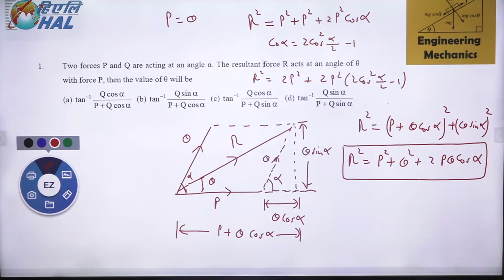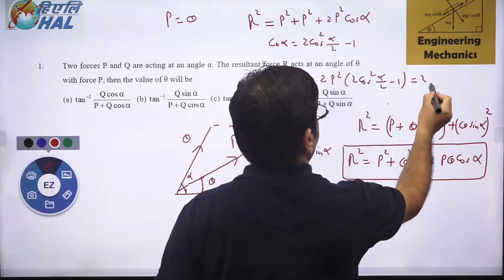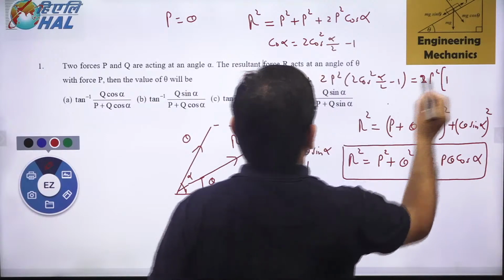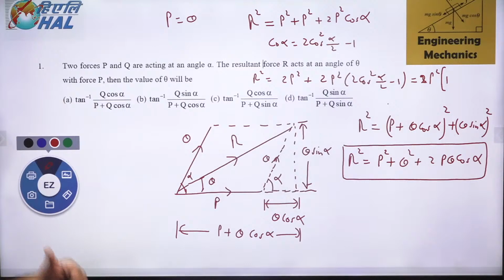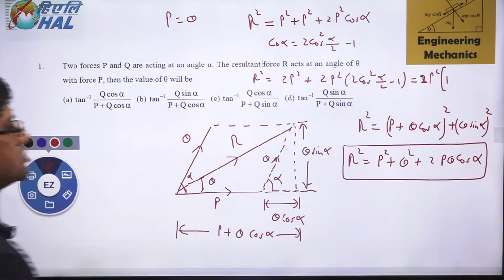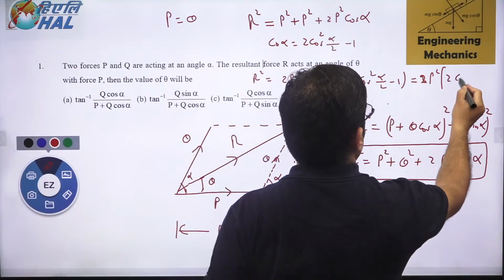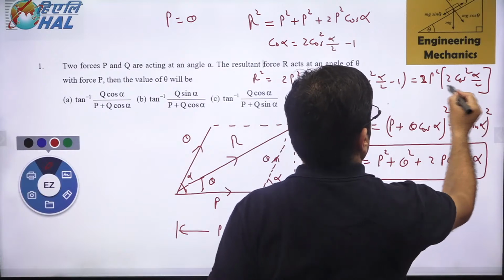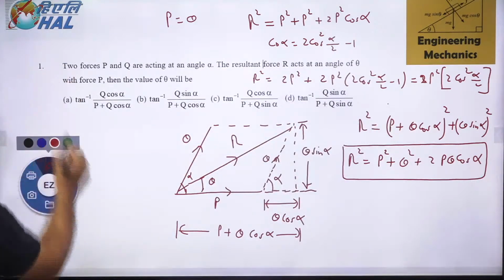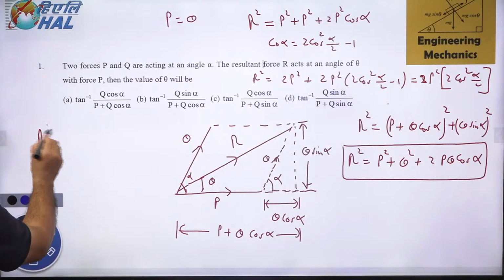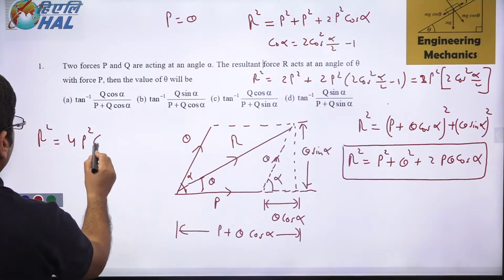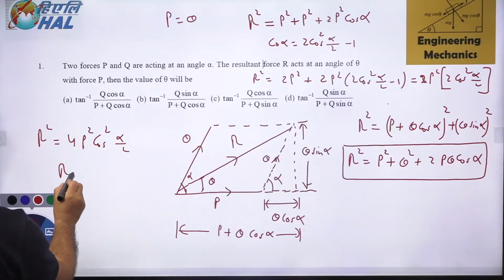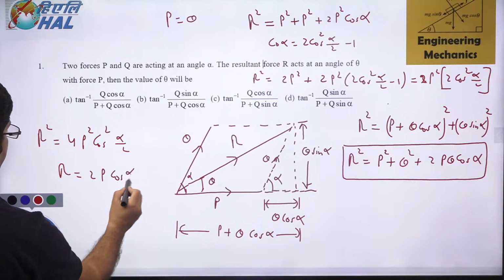And then you can take this 2p square term common. What becomes is 1 plus 2 cos square alpha by 2 minus 1. So plus 1 minus 1 gets cancelled out, and inside you get 2 cos square alpha by 2. Eventually this becomes r square, r square is equal to 4p square cos square alpha by 2, or r is equal to 2p cos of alpha by 2.